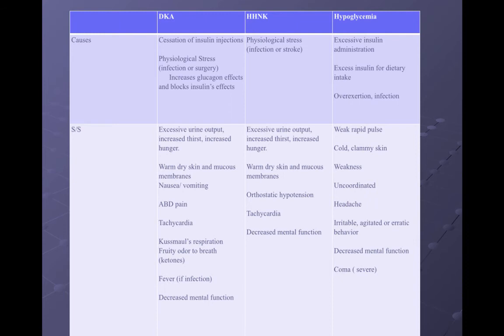But in that hypoglycemic patient, you're not going to see that. You'll see warm, dry skin and mucous membranes in the DKA and the HHNK, so they're very similar. But in the hypoglycemic patient, you'll see cold, clammy skin. Nausea and vomiting. In the DKA patient, you'll be tachycardic in both the DKA and the HHNK, but the pulses may be normal in terms of strength. And with the hypoglycemic patient, you may have that weak, rapid pulse.